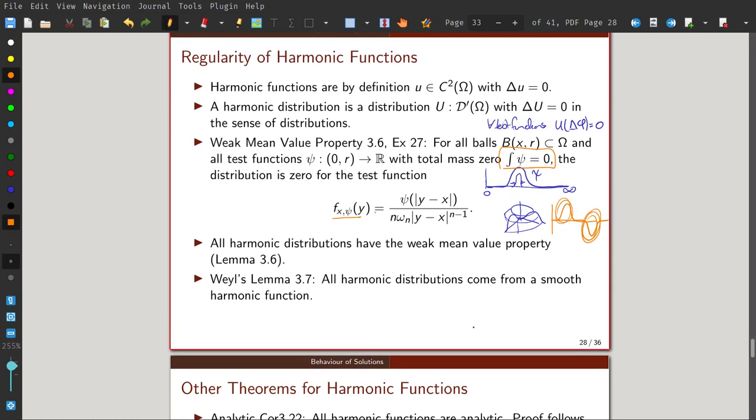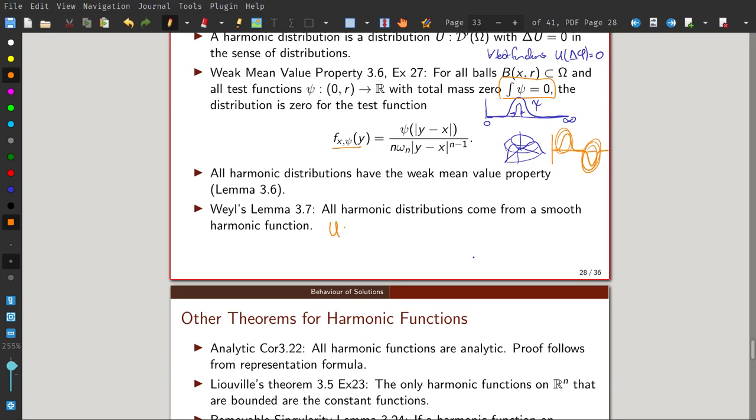Okay, so now this is where the real magic happens. The magic happens in Weyl's lemma 3.7. In Weyl's lemma 3.7, we prove that all harmonic distributions, in fact, are distributions that come from a smooth harmonic function. So every harmonic distribution U is of the form f of little u for some smooth harmonic function little u. I think this is perhaps the most difficult proof in the script. So let's just review the 3 steps that are involved in Weyl's lemma.